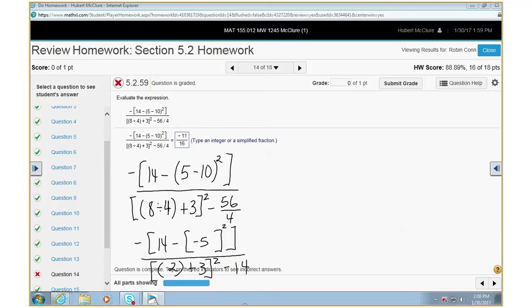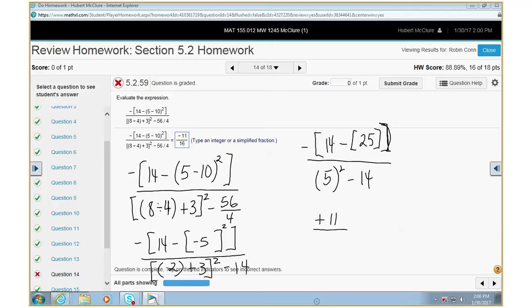All right, now we go to the exponents. Negative 14 minus positive what? 25 over 2 plus 3 is 5. 5 squared minus 14. And 14 minus 25 is what? Negative 11. So that's negative, positive 11 divided by 25 minus 14 is 11. I got positive 1.